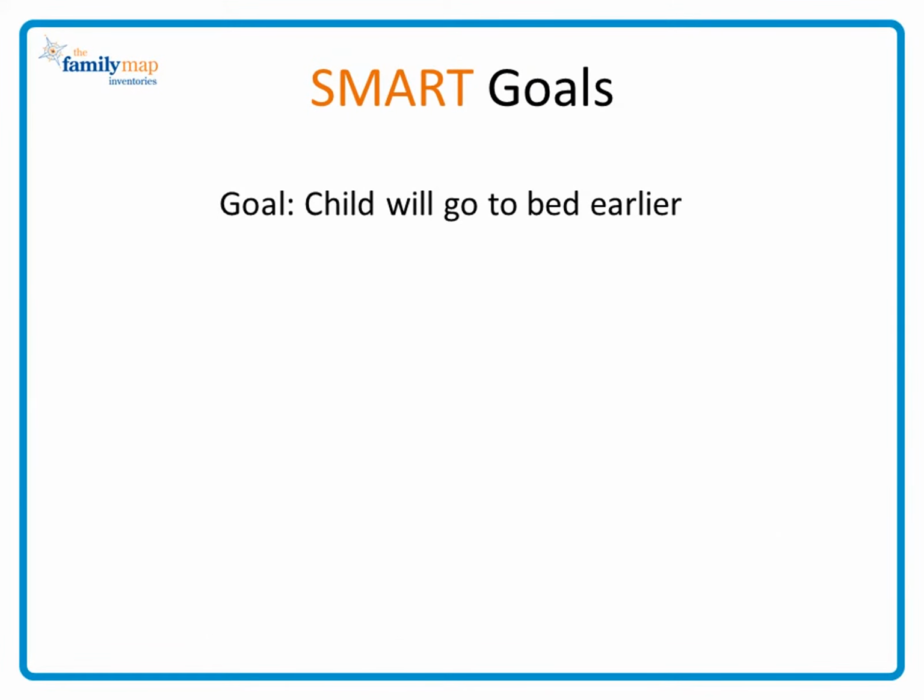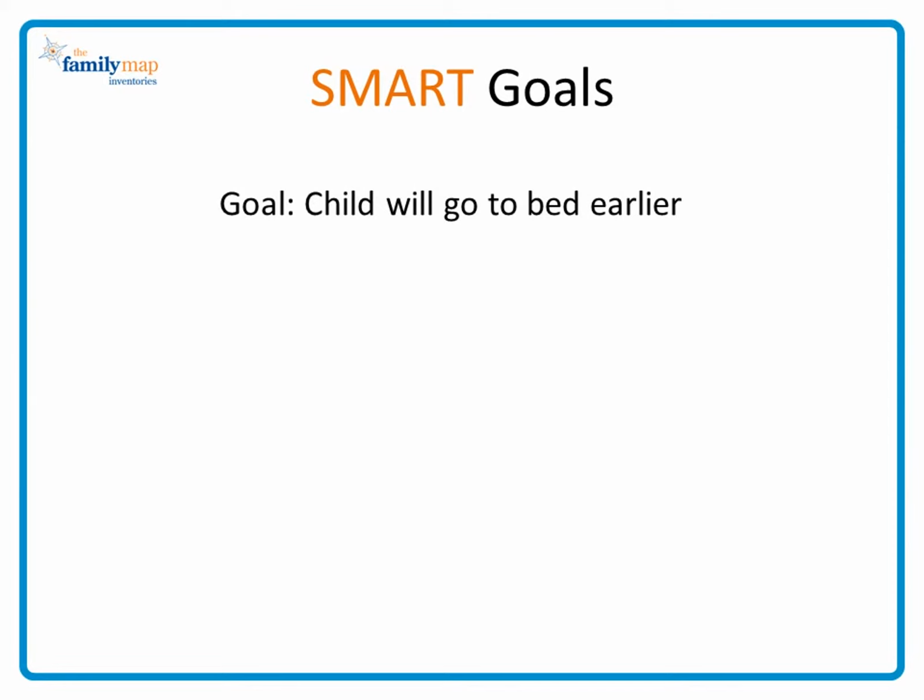Here is an example of a common goal I see. Child will go to bed earlier. This is a good goal, but there is a lot left up in the air with this goal. How would we measure this? Go to bed earlier than who, or go to bed earlier than when? It's not specific or action oriented.